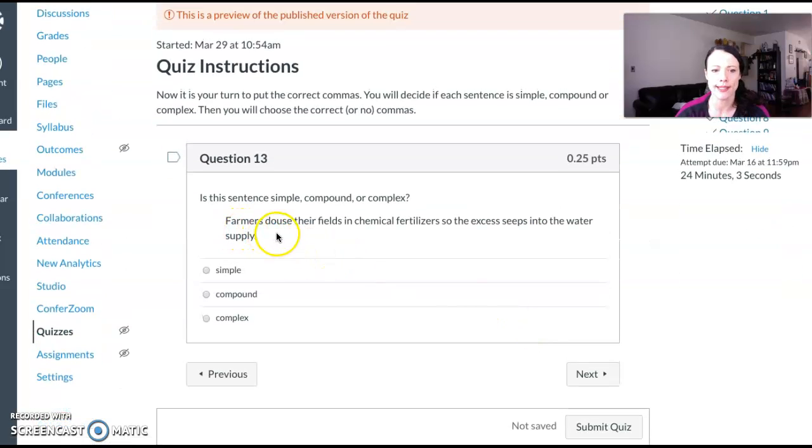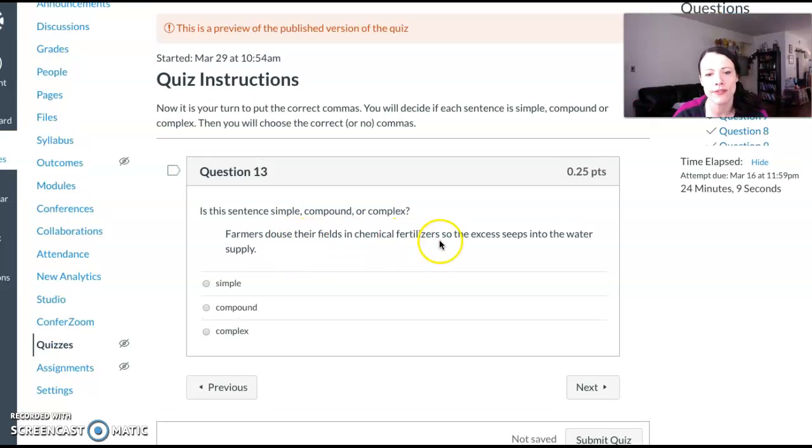Farmers douse. They just pour so much on their fields in chemical fertilizers, so the excess seeps into the water supply. Those are good verbs, douse and seep. I like it. Okay, so this sentence is joined with "so." So I'm thinking maybe we have compound.